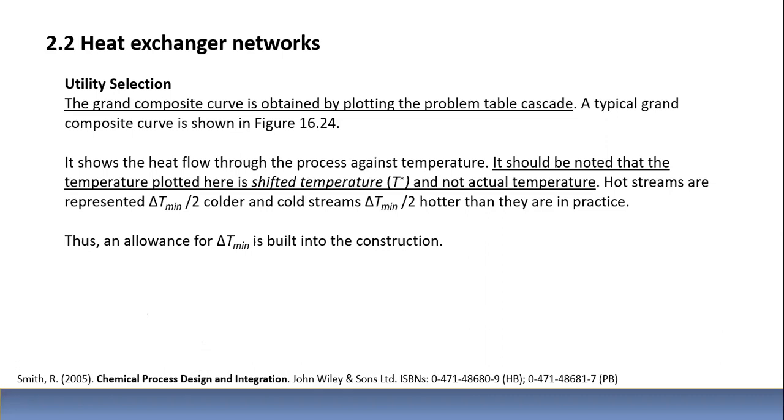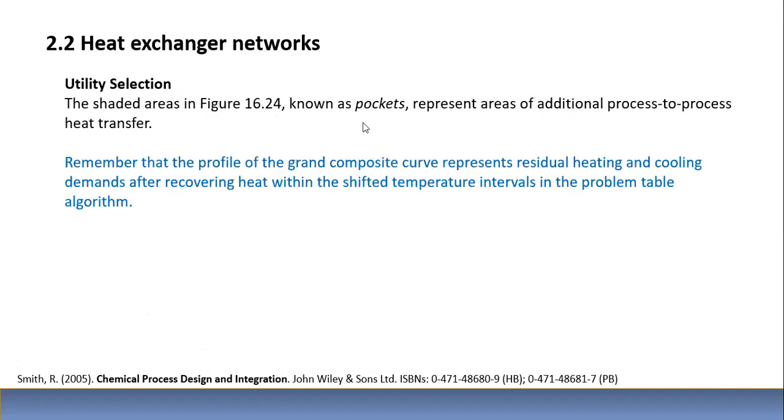The Grand Composite Curve is obtained by plotting the problem table cascade. A typical Grand Composite Curve is shown in figure 16.24.